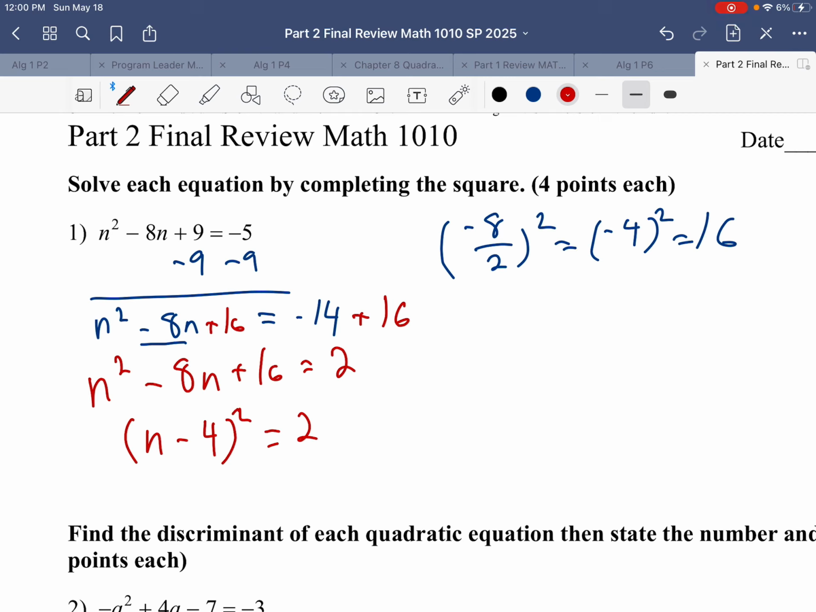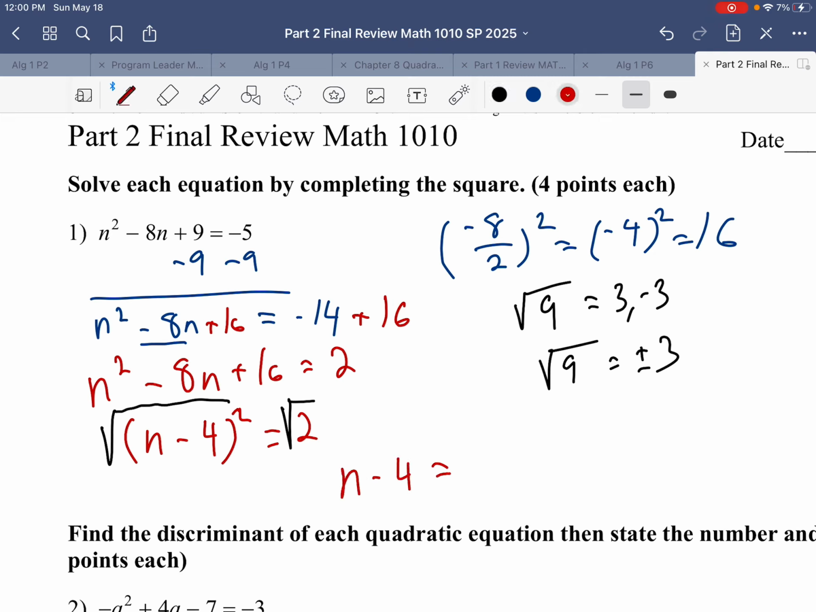Now, to undo squaring here, I'm going to take the square root of both sides of the equation, remembering that the square root can be a positive or negative. So for instance, the square root of 9 is equal to 3 and negative 3, so a lot of times we'll write it like square root of 9 is equal to plus or minus 3. At this point, this is going to be n minus 4 is equal to plus or minus the square root of 2, which I want to see in the final form as n equals 4 plus or minus the square root of 2.